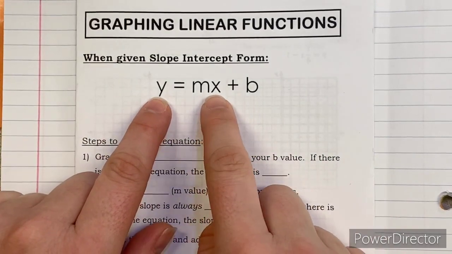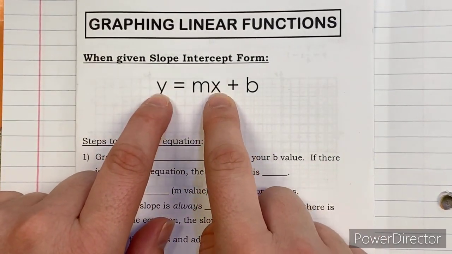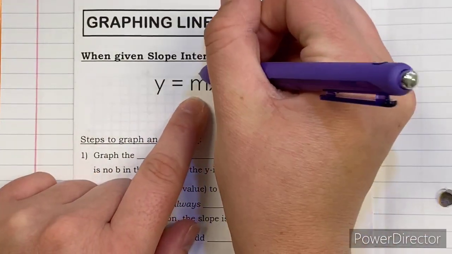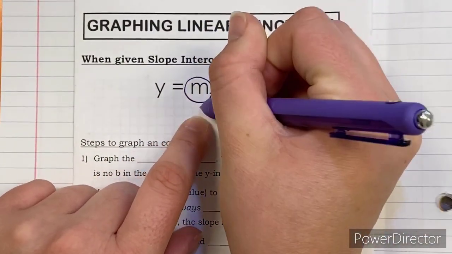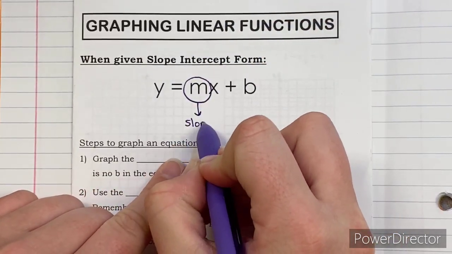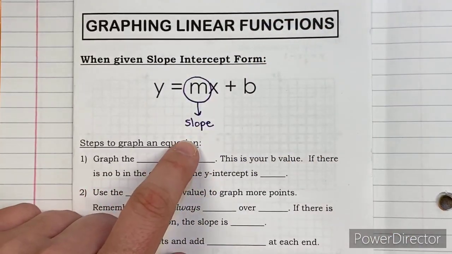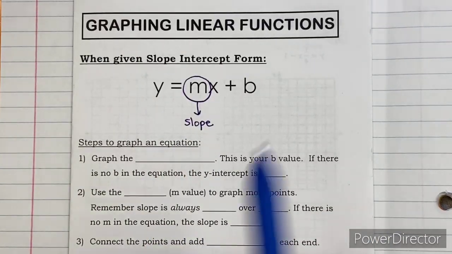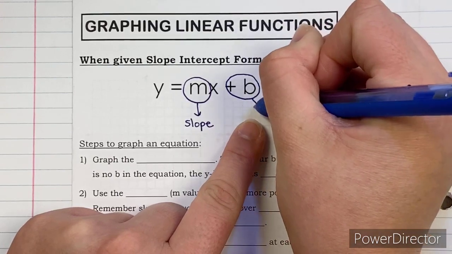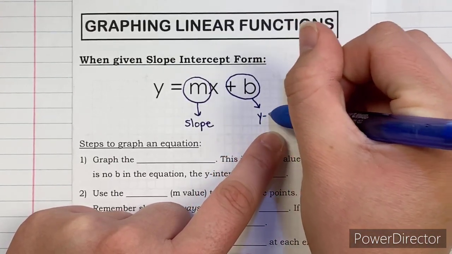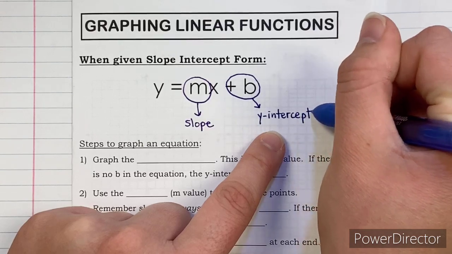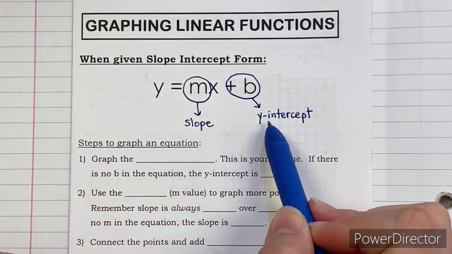So we have our x, y. That's going to be an ordered pair at the end. It gives you the ordered pair. This m right here, we talked about it last time. M is slope. Okay, M is slope. Then we have this b value back here, and that tells us what our y-intercept is. So we have slope and y-intercept.